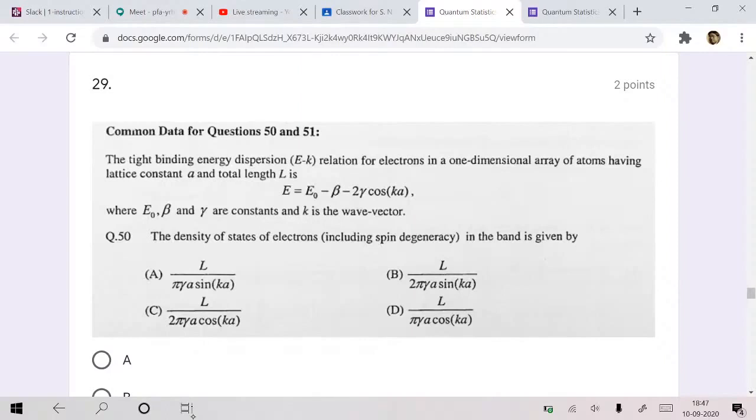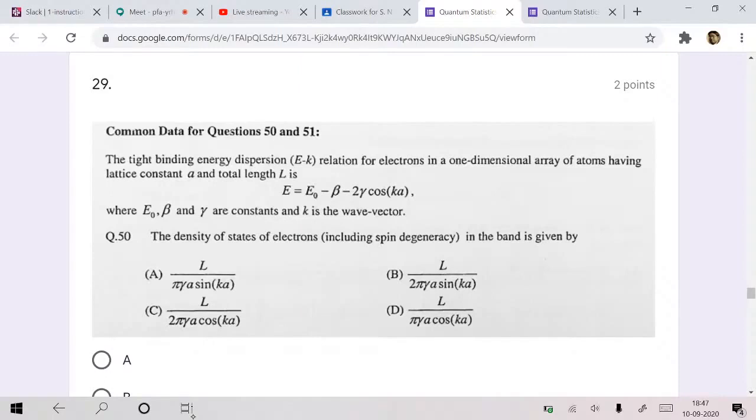While solving this question, I multiplied by a factor of 2 because it's mentioned including spin degeneracy. Yes, he said electron, so definitely you should take spin degeneracy. The question is the density of the state of electron including spin degeneracy in a band. So we can multiply by factor 2. He doesn't need to mention that you should include spin degeneracy. If they mention electron, you should know that electron is spin half.